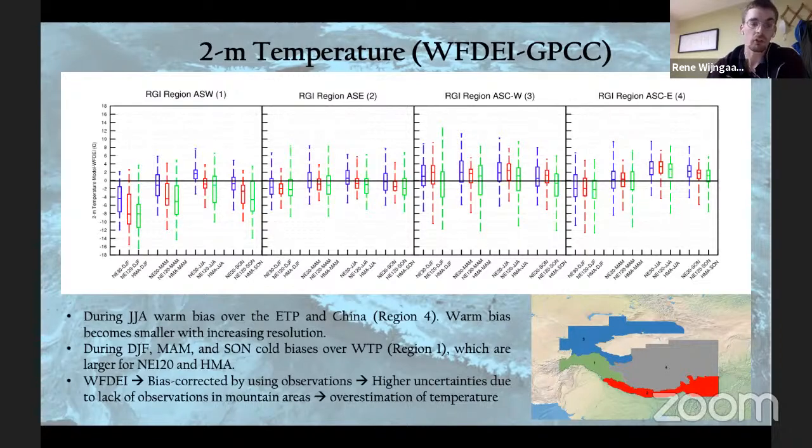Further, there are cold biases over the Western Tibetan Plateau, that is region number 1. And I think also to some extent region number 3, although we cannot see that really in the results. These become larger for higher resolution grids. Further, as a side remark, I have to mention that data sets like this depend on observations, which are very lacking, of course, in this kind of mountain terrain. So it could be that there's some overestimation of temperature in the data set itself.